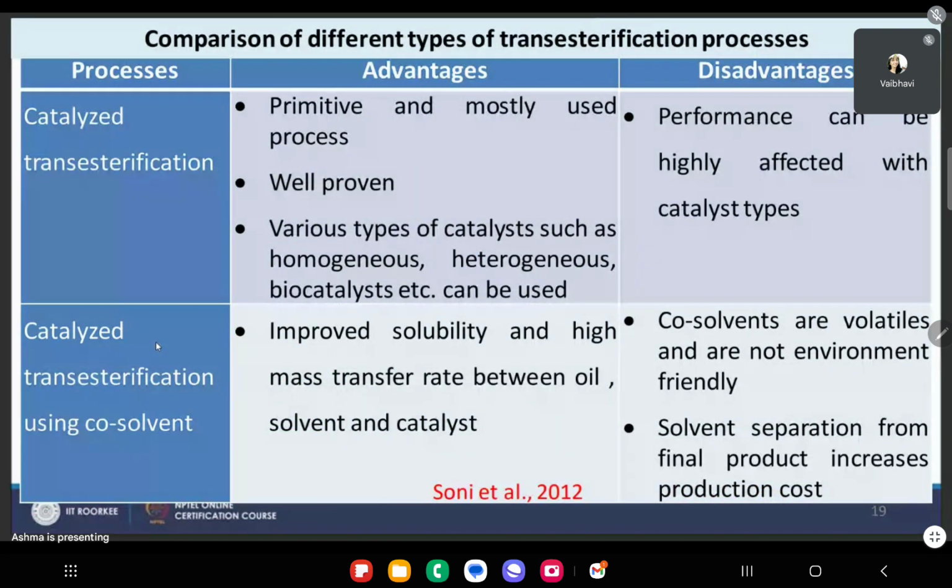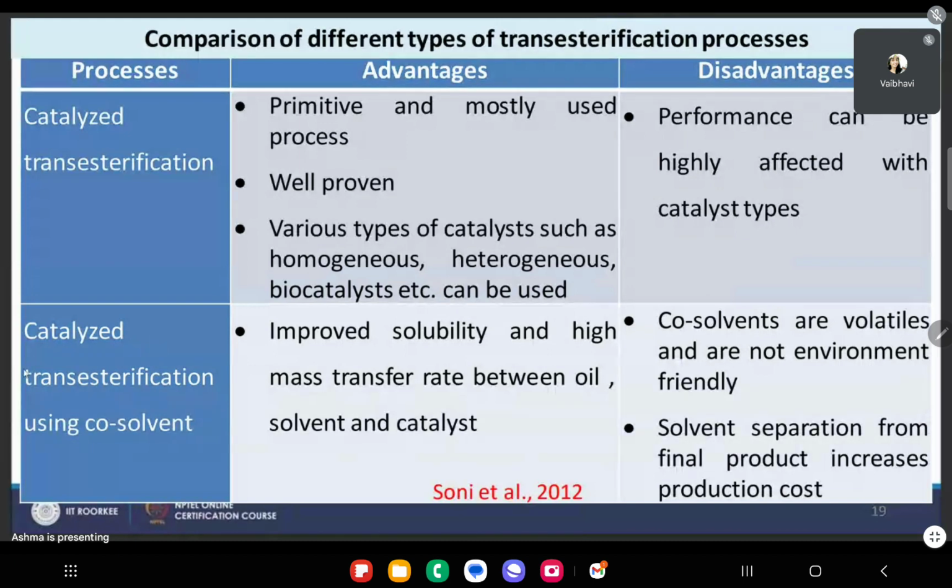Comparison of different types of trans-esterification process. If we are using catalyzed trans-esterification, then it has certain advantages and disadvantages. The advantage is it is primitive and mostly used process. The disadvantage is that the performance is highly affected by the type of catalyst we are using. So we can use various types of catalysts. We can use homogeneous, heterogeneous, or biocatalyst.